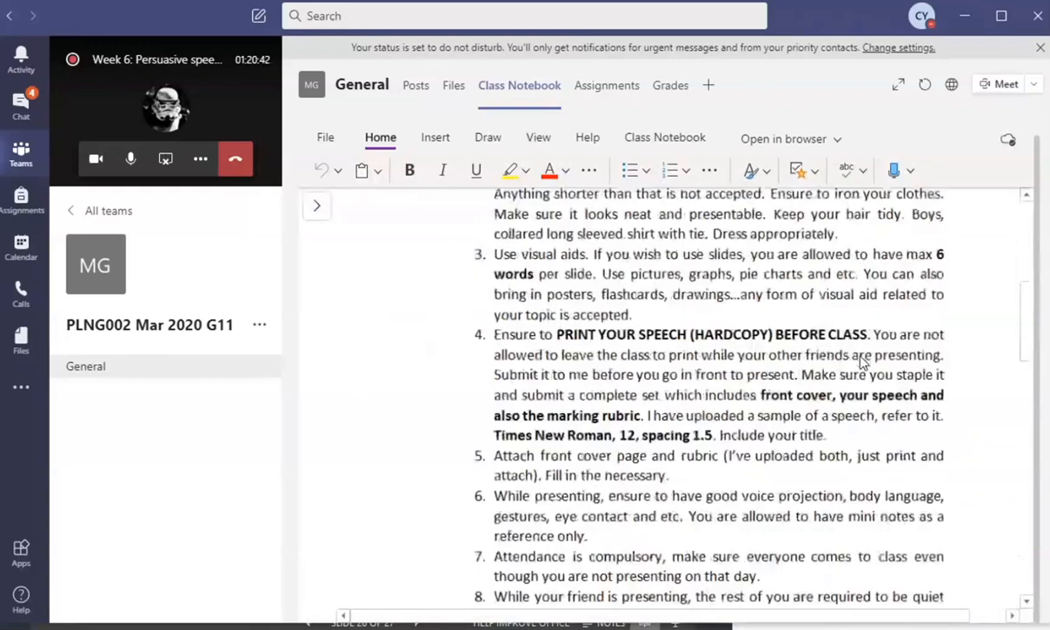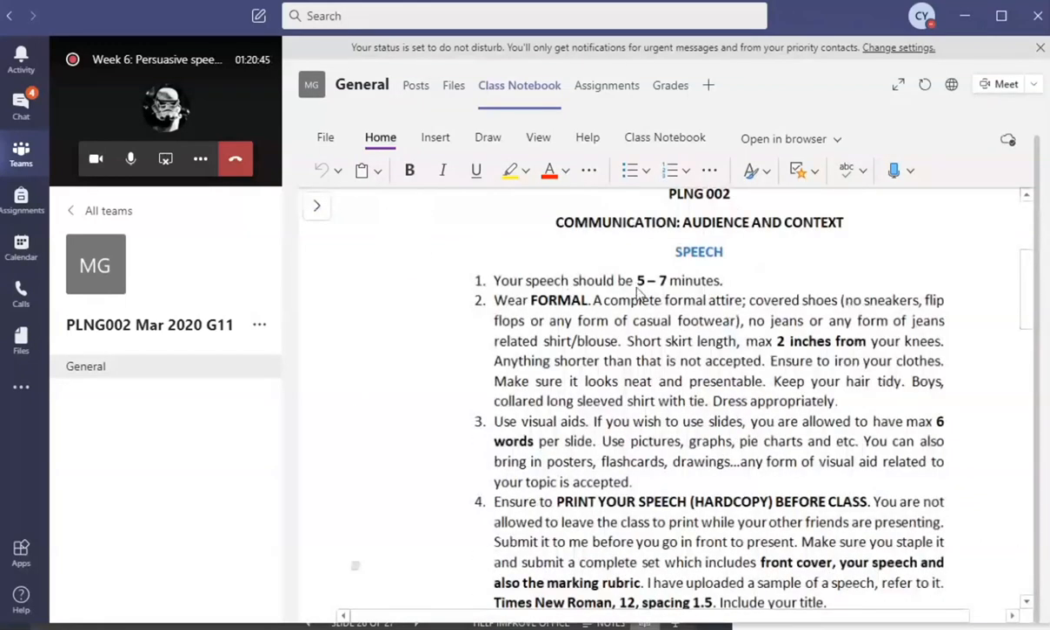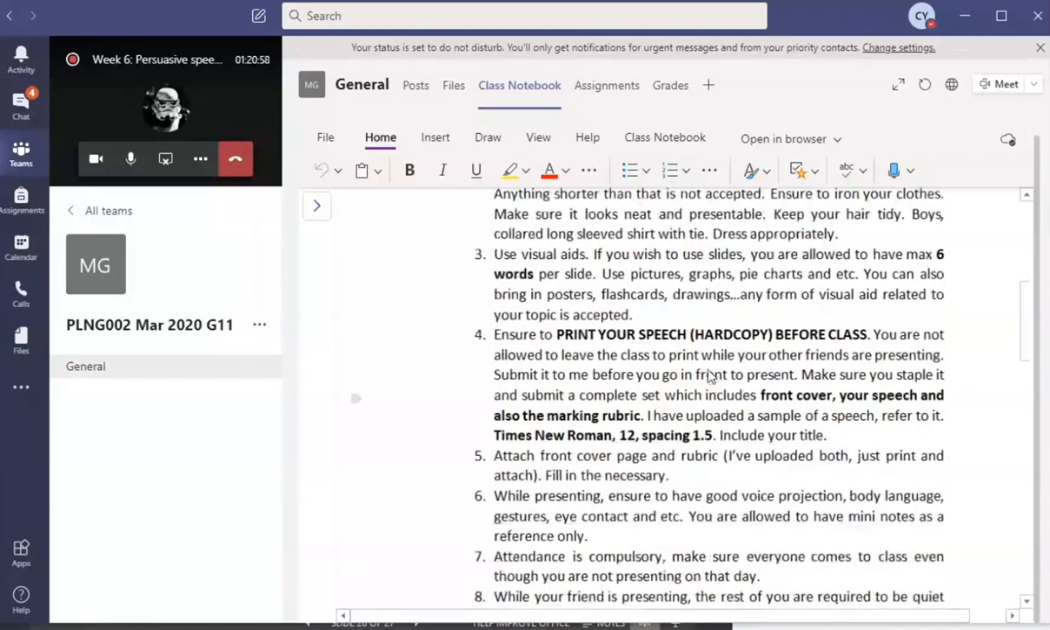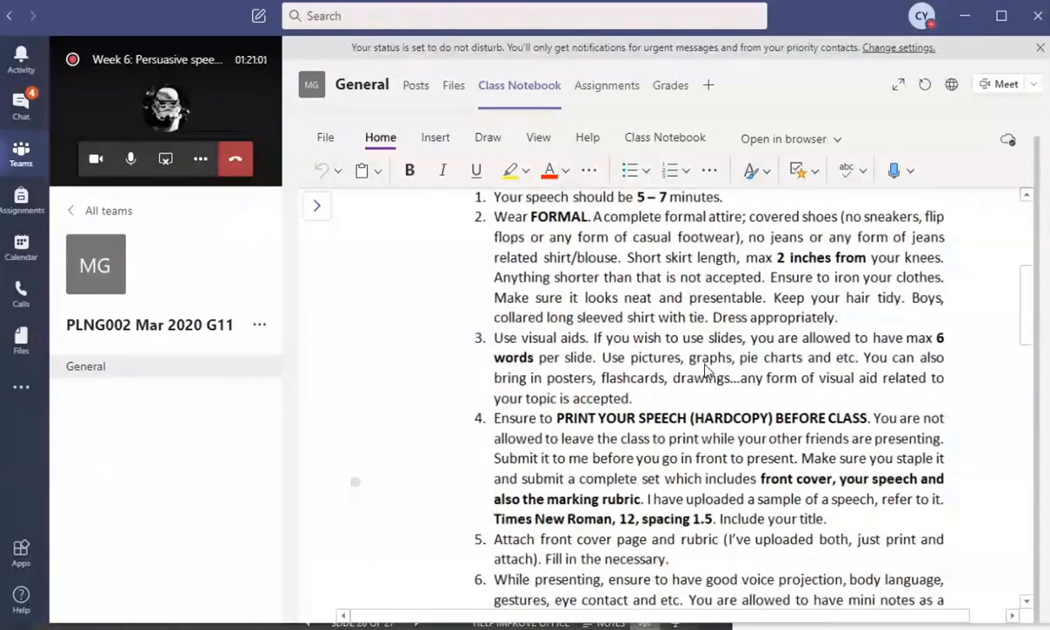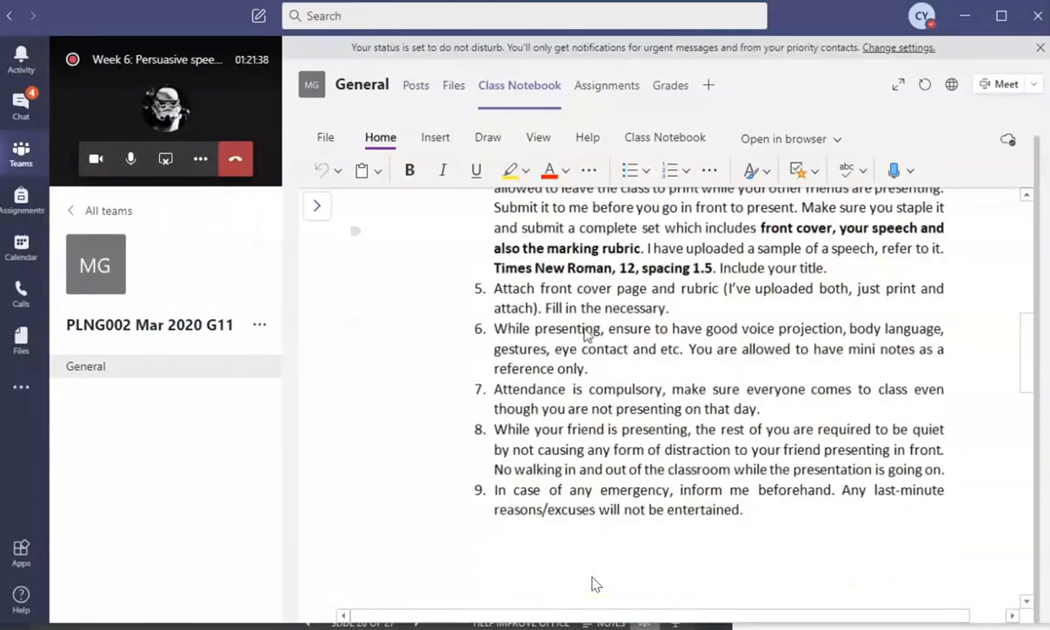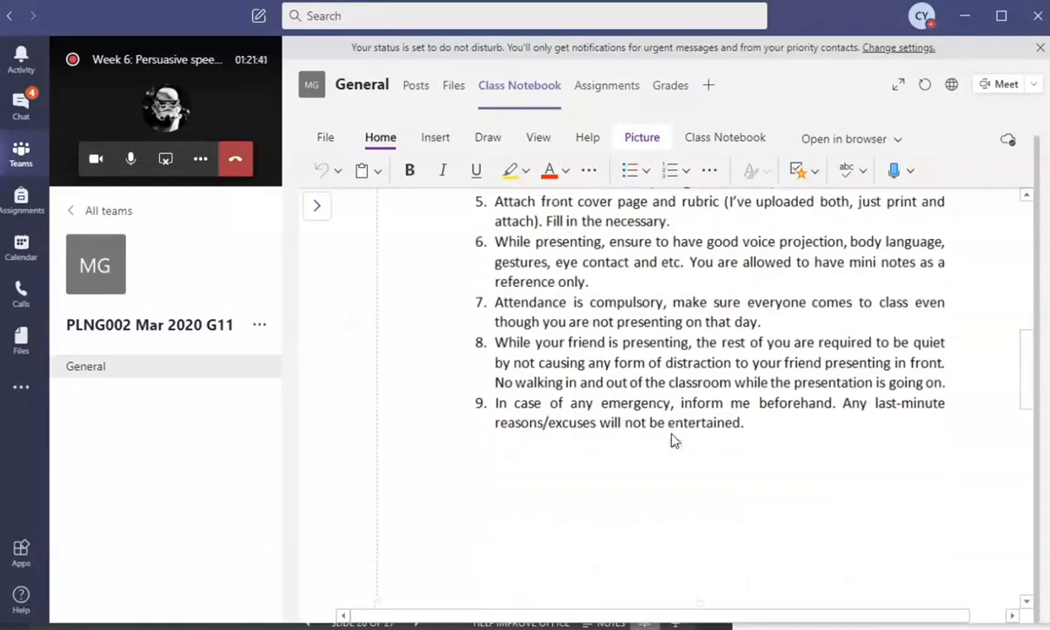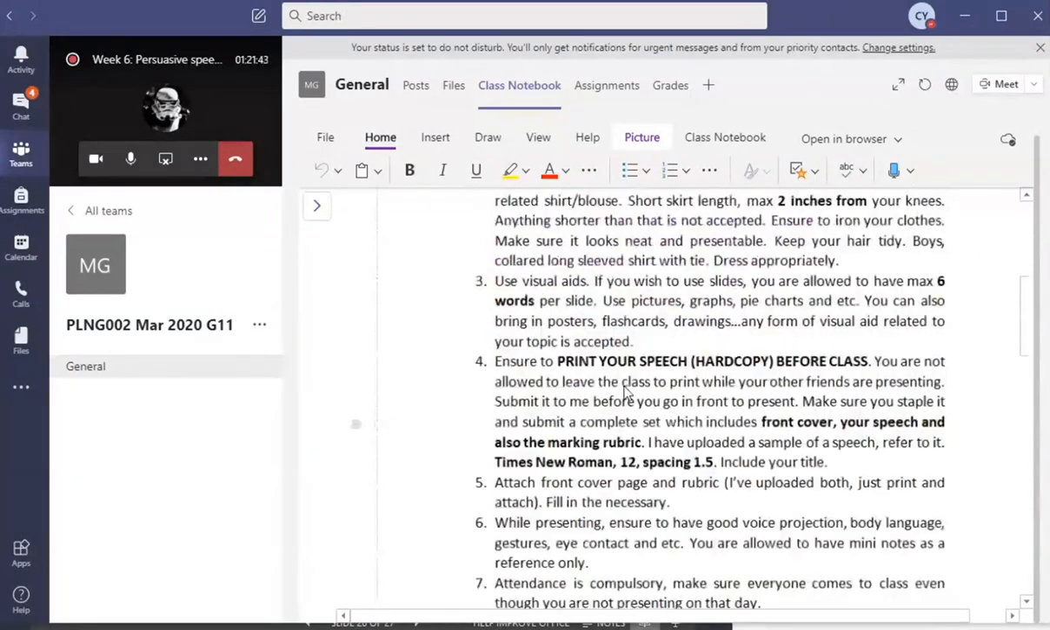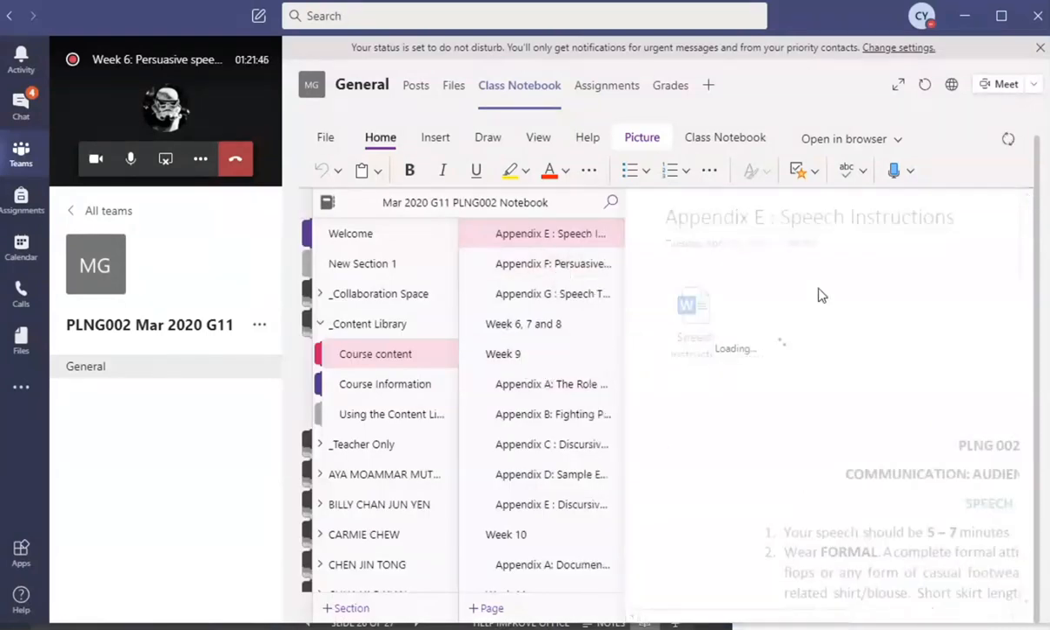Let me go through the speech instruction. Your speech should be 5 to 7 minutes, and you wear formal attire. Do you all want to have a face-to-face presentation, or do you prefer to do it online? Please tell me what you think on the class chat. Font size 12, 1.5 spacing, and include your title. These are some of the speech instructions.